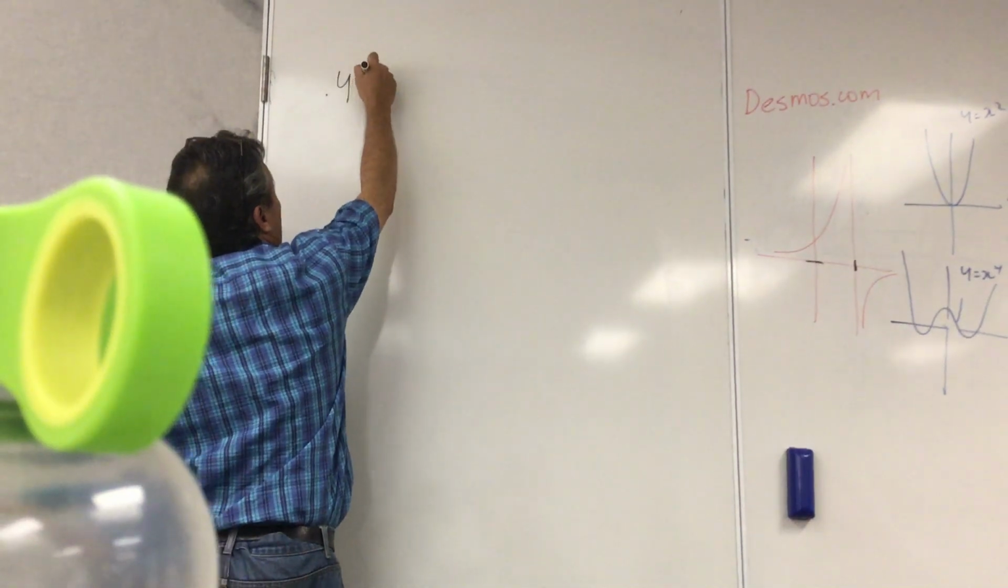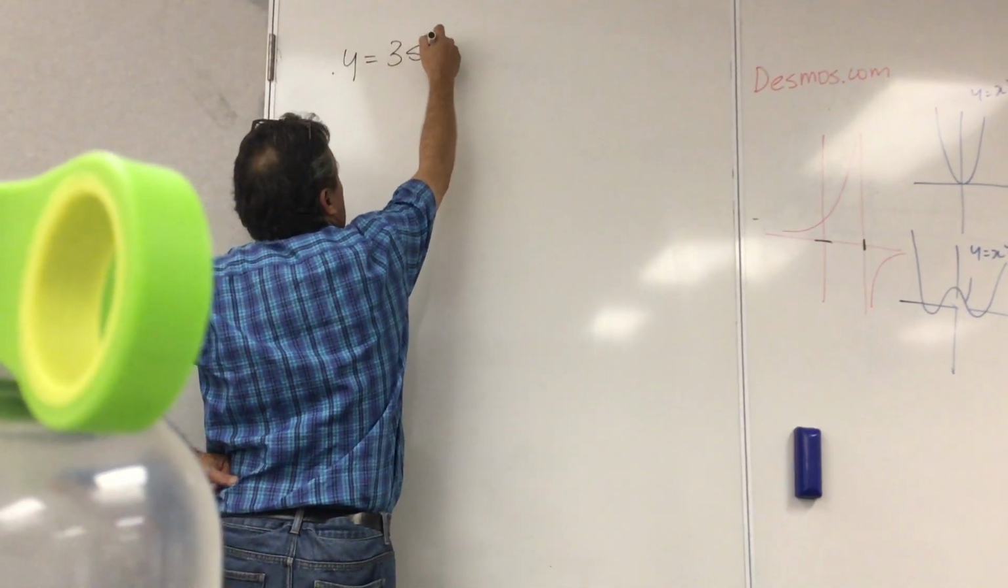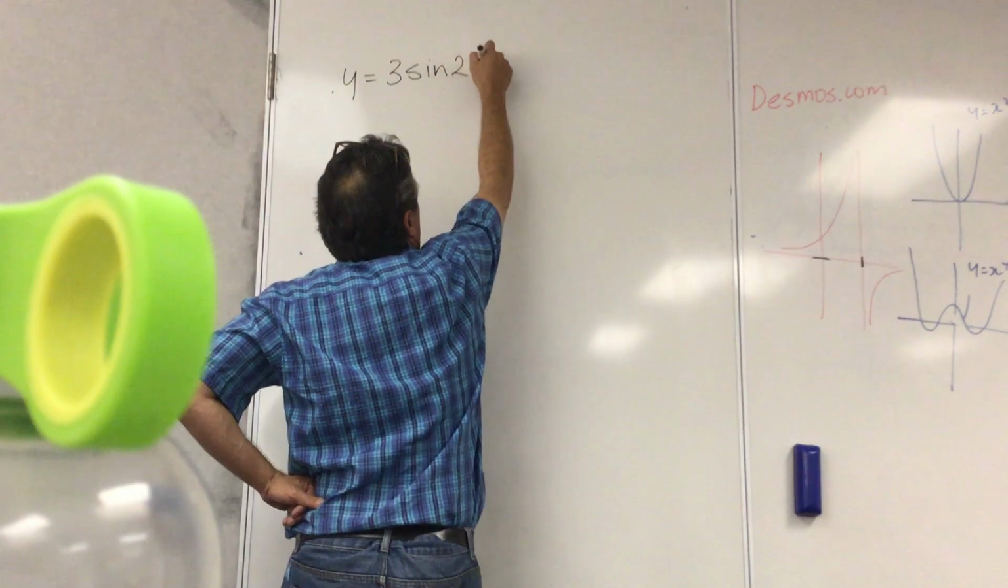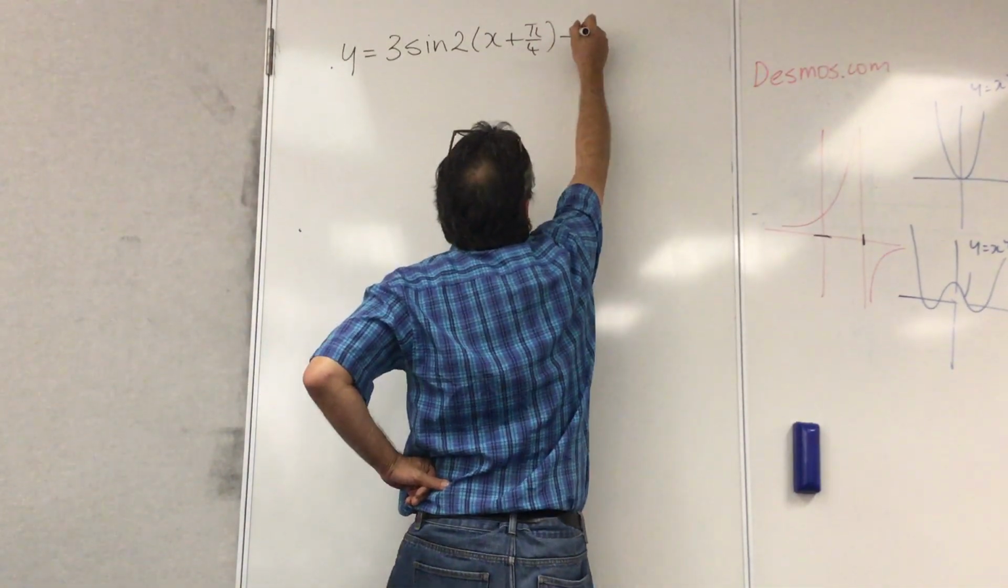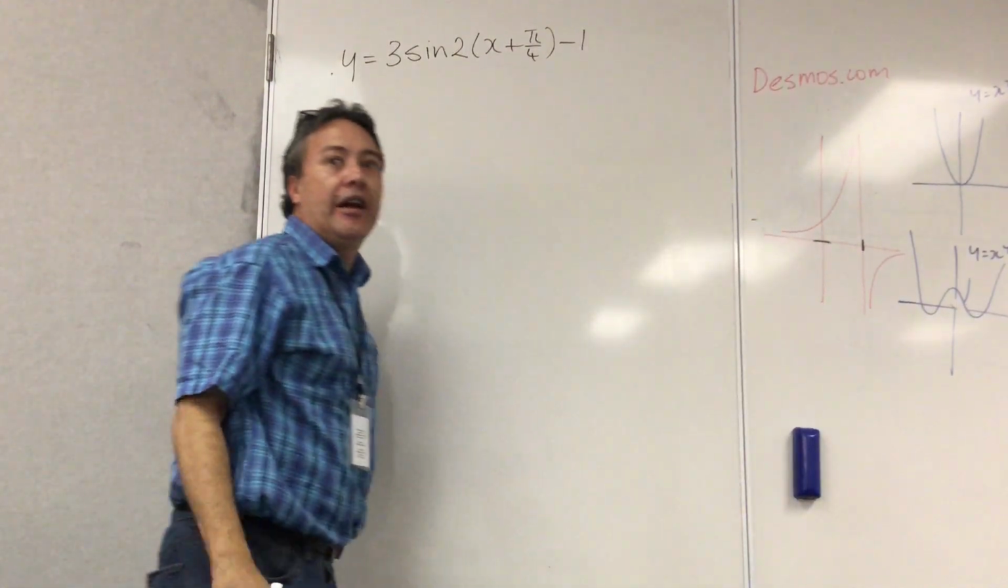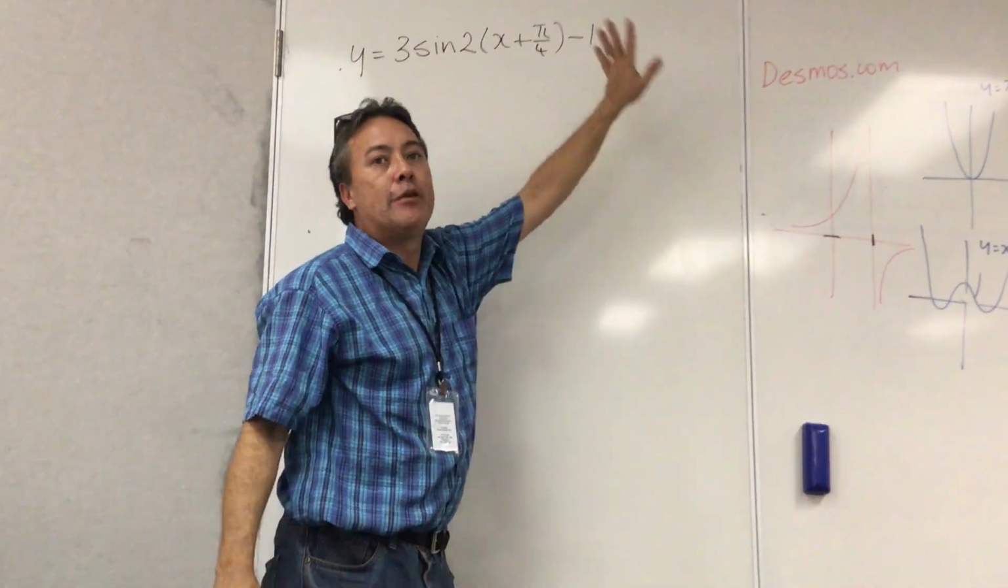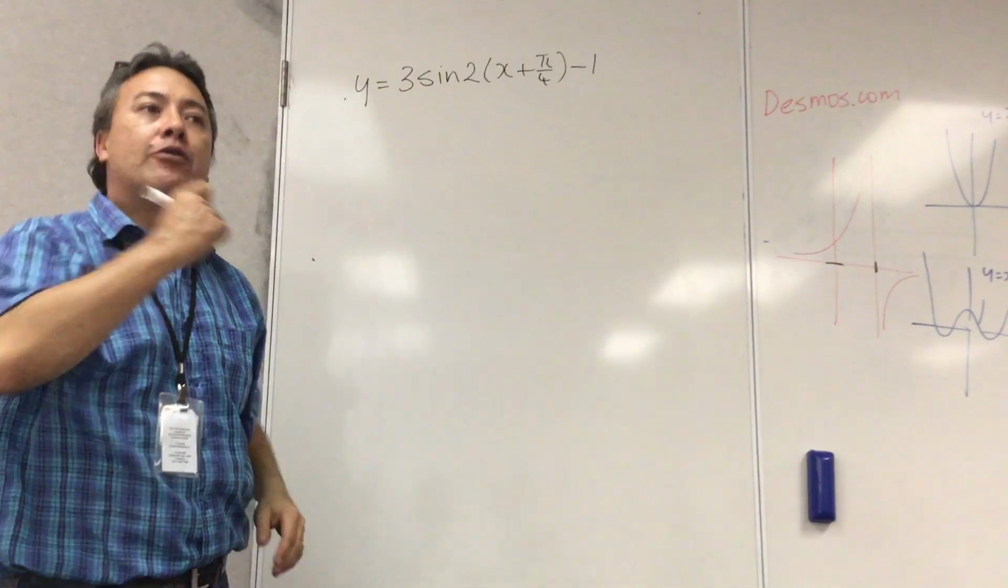I'm going to graph y equals 3 sine(2x + pi/4) minus 1. Okay, so I've chosen different numbers for each bit. Now, how do I do this?